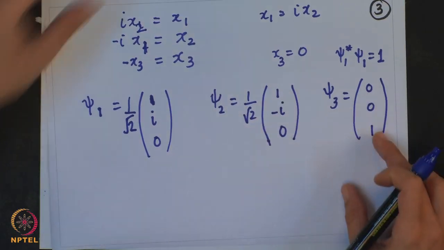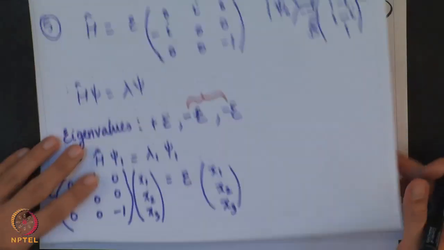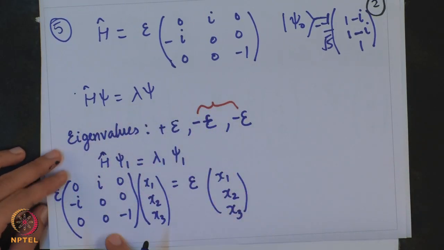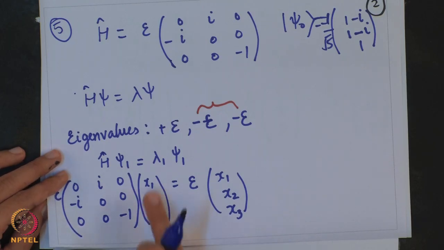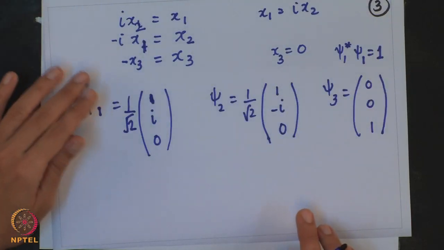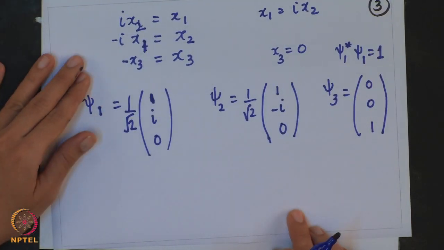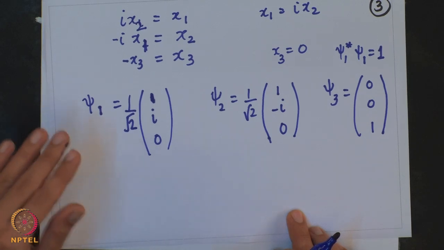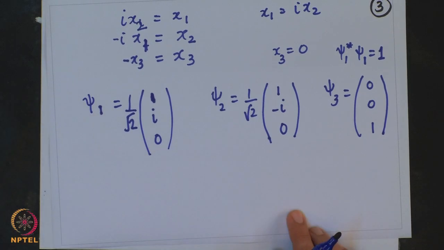You have to simply follow this step wherein you will use the energy eigenvalue equation. You have the operator H, you will operate it on the eigenvector, and using this you will get three equations. You will solve them and you get the wave function, the eigenvectors psi 1, psi 2 and psi 3. It is not a difficult task.